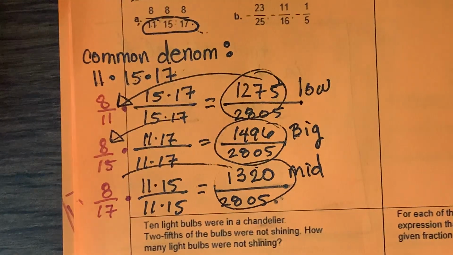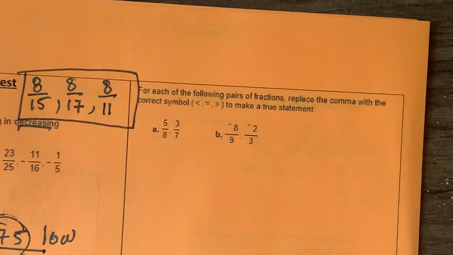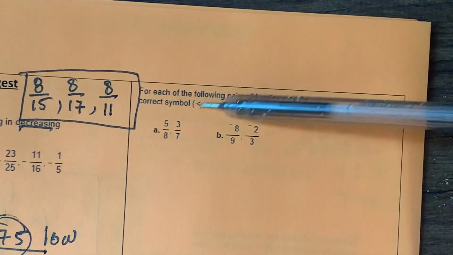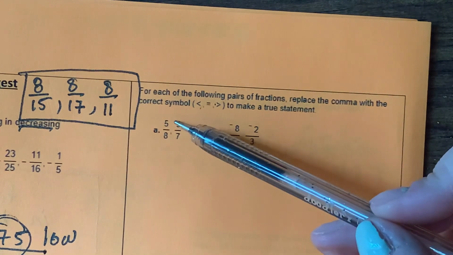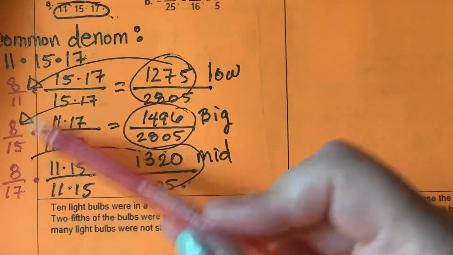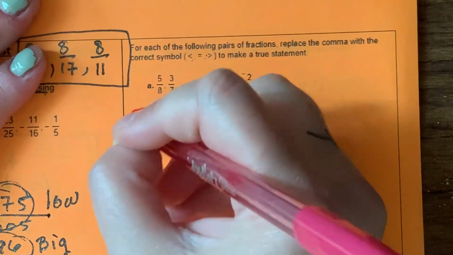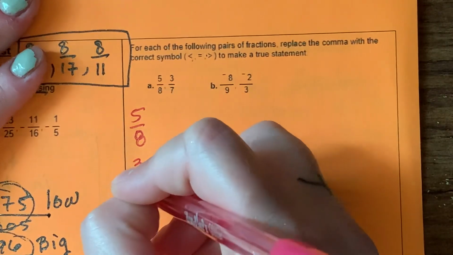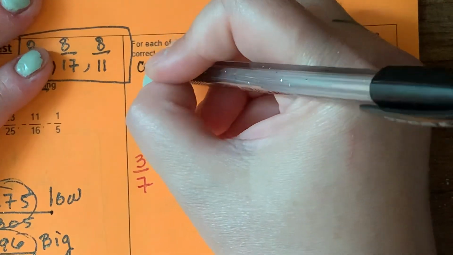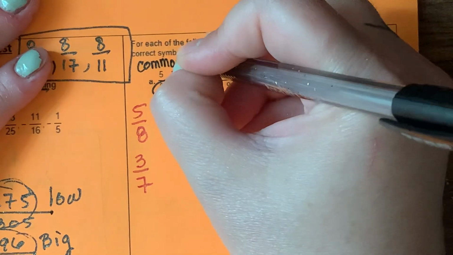Okay, woohoo. Let's go to this right-hand side. It says, for each of the following pair of fractions, replace the comma with the correct alligator or equal. Okay, well, we got 5 over 8 and 3 over 7. We're going to do the same thing that we just did over here on the left. We're going to come up with a common denominator so we can see which one is bigger. And my common denominator should be whatever's already on the bottom, which should be an 8 and a 7.